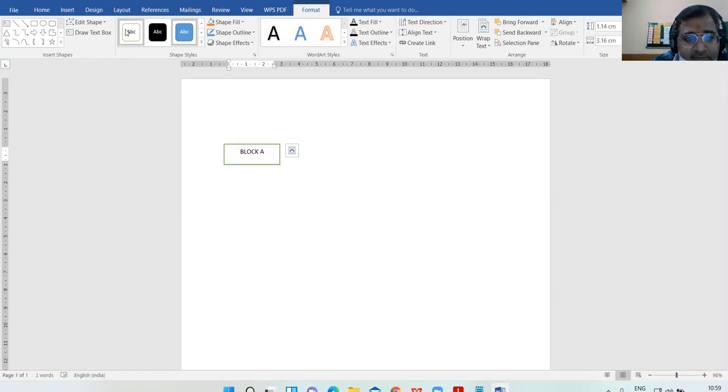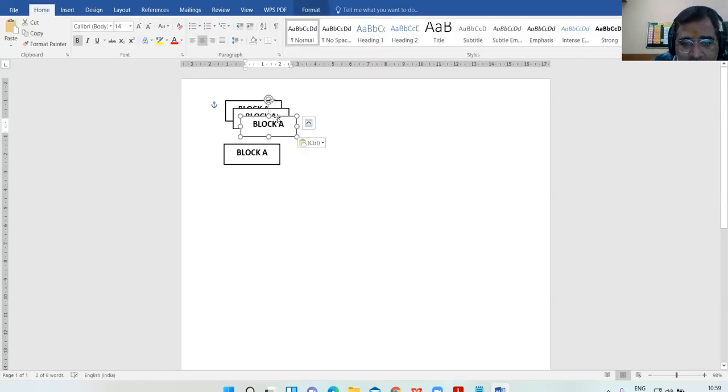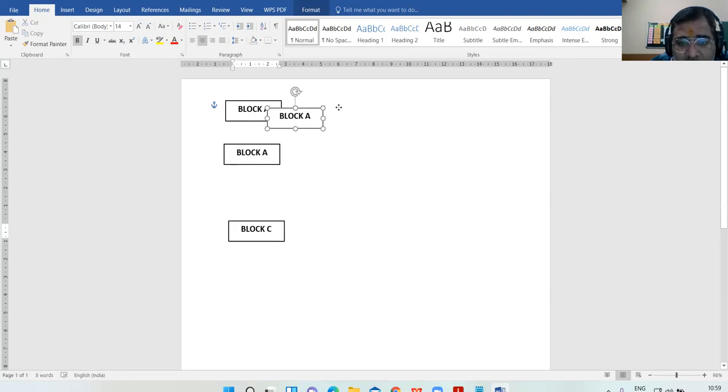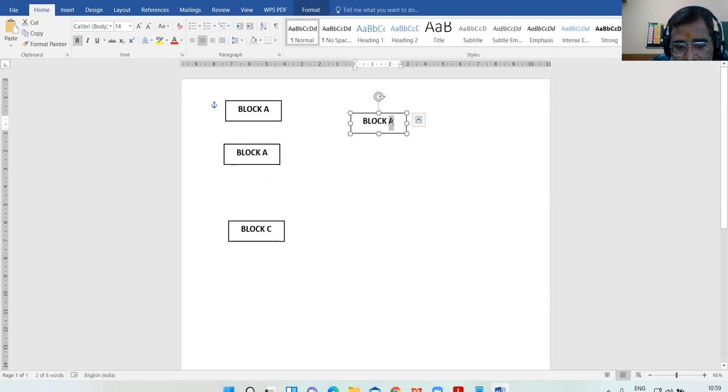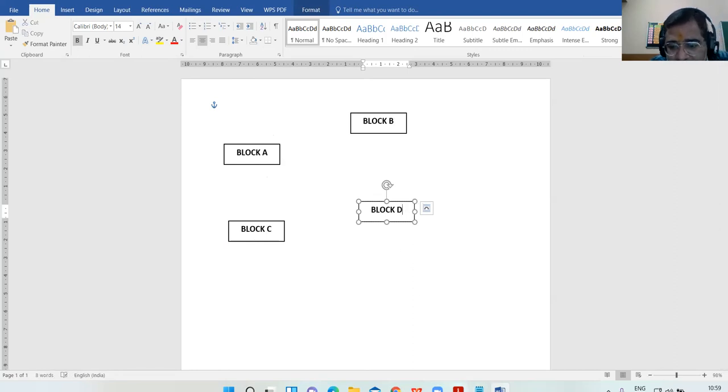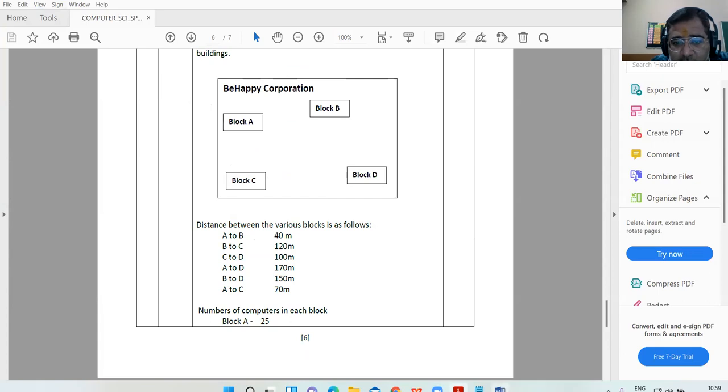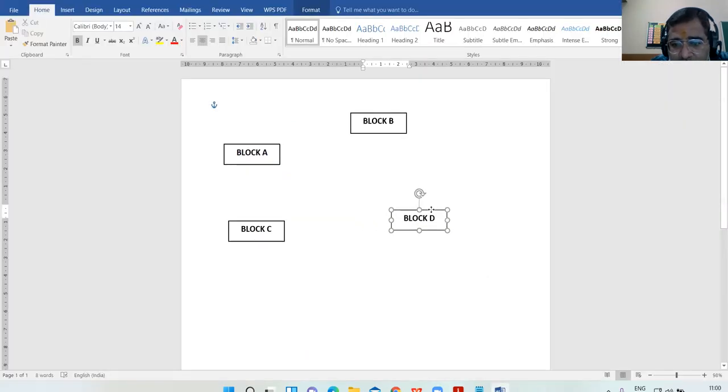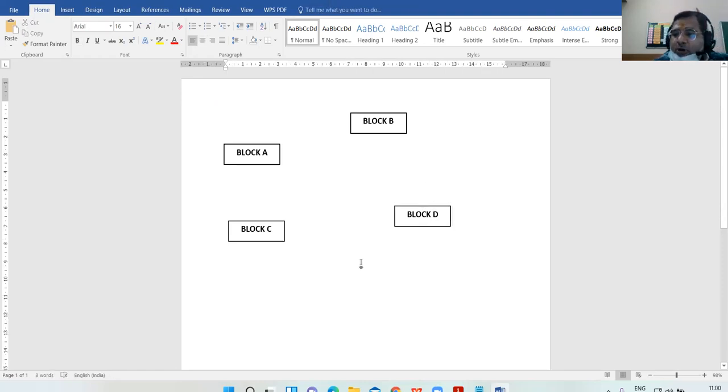Block A, okay, right, I copy paste it, then I have block C, then I have block B, and then I have block D. Is the diagram same? Block D thoda sa udhar karke hai. Okay, clear? Four blocks are visible. Are the four blocks visible?